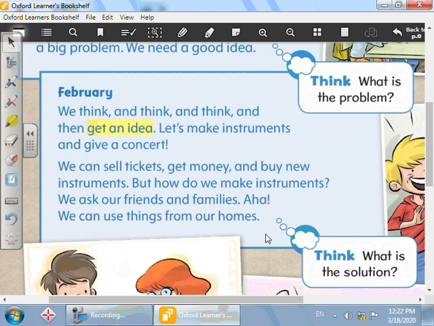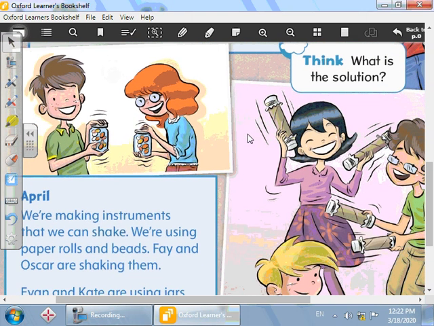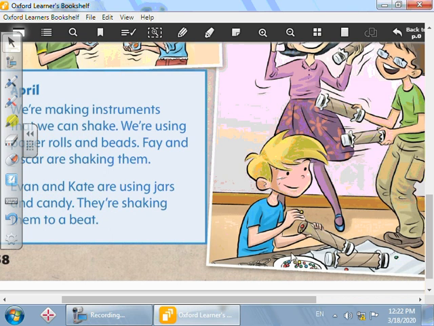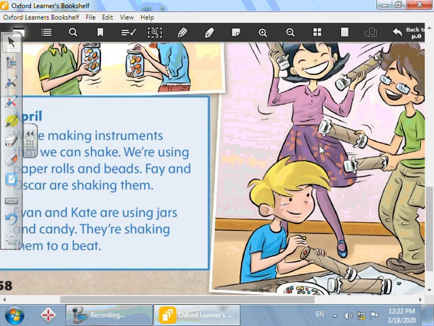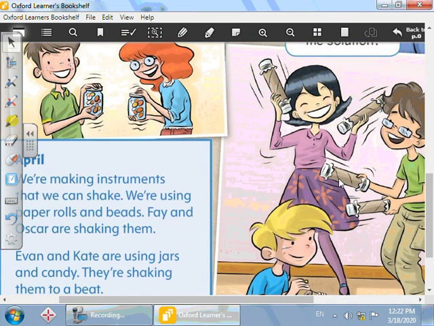Now look at the third picture. What can you see? Excellent. The students are holding things and shaking them in their hands. Are they happy? Of course they are. Now, what's this in this picture? I think it's a paper roll. Okay. What is he putting inside the paper roll? Small things. Why? What do you think? Excellent. So they can shake it and make music.